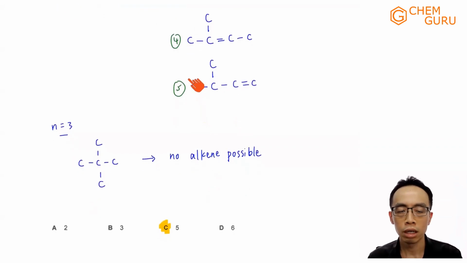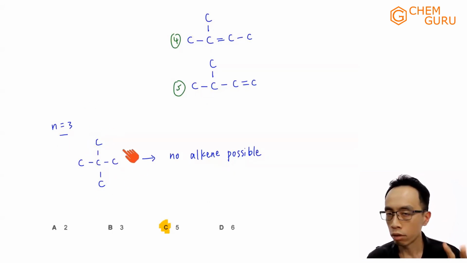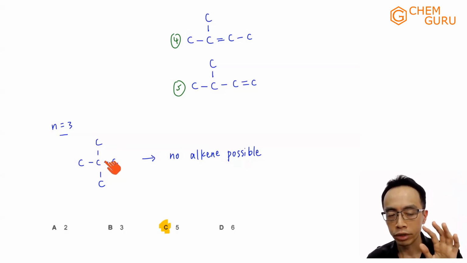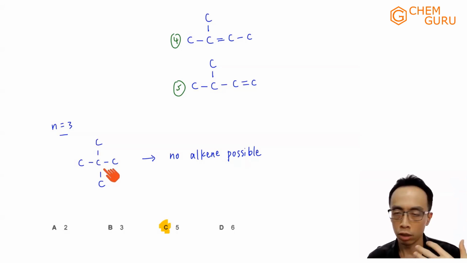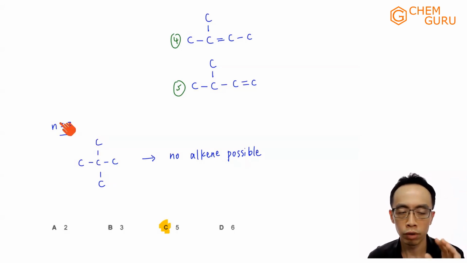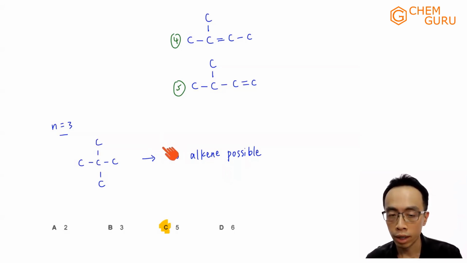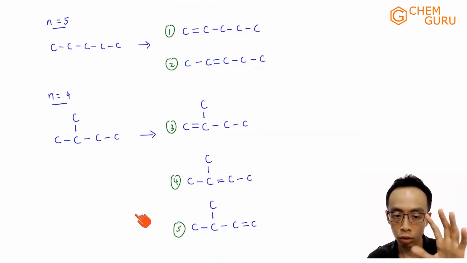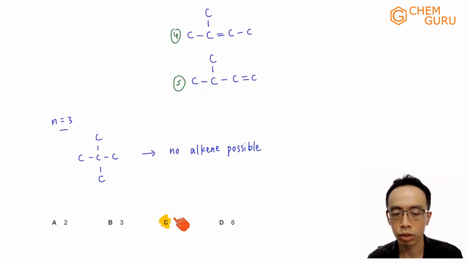Now how about n equals 3? Involving n equals 3, there's only one way for me to draw 5 carbons, but the longest carbon chain is n equals 3. It will be this configuration, 2,2-dimethylpropane. For this carbon arrangement, it is not possible for me to draw a double bond between any 2 carbons because the carbon at the center already has 4 bonds. I cannot form a double bond. It is going to have 5 bonds, which is not possible. So for n equals 3, it is not possible for me to form an alkene, and therefore we will rule out n equals 3. We have already run through all the possible constitutional isomers. Altogether, we have 5 of them. The answer to this question will be C.